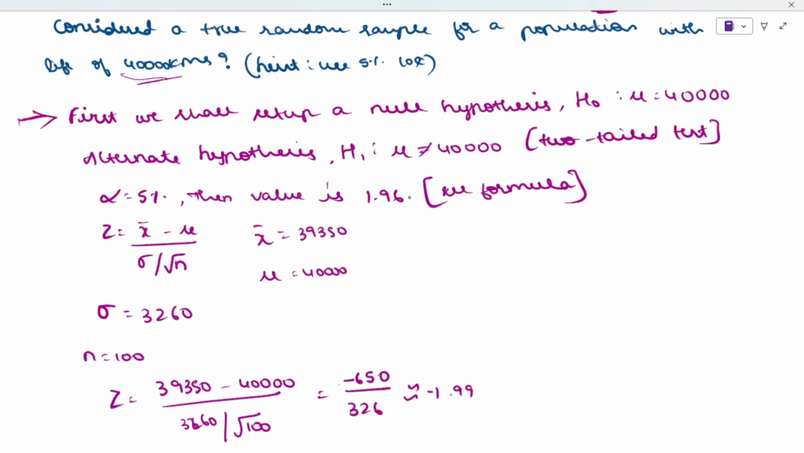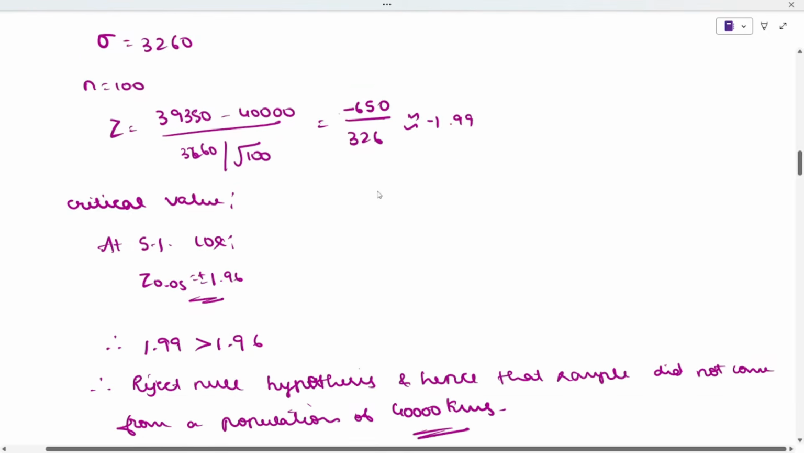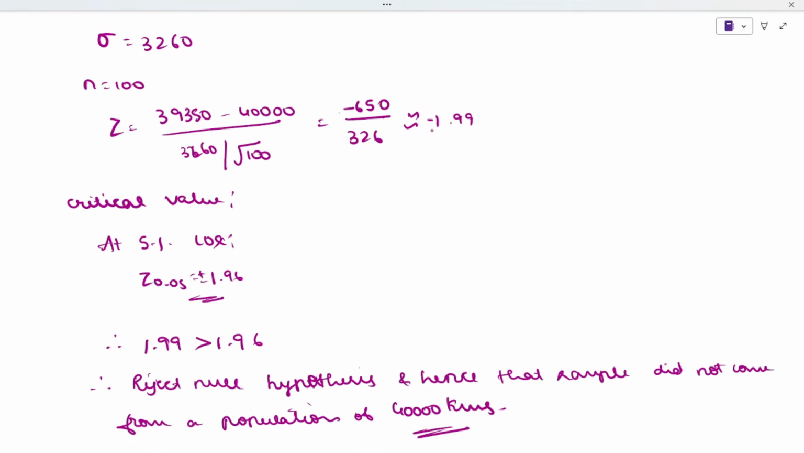What is the value for 95%? As I said, 1.96, right? You can see the formula for this: Z is equal to x bar minus mu divided by sigma by root n. Sigma we know, the standard deviation. N we know, 100. X bar is what? Mean life. And mu is what? Here you can see, according to the alternate hypothesis, we know all the values, so just substitute and you will get the value as minus 1.99.